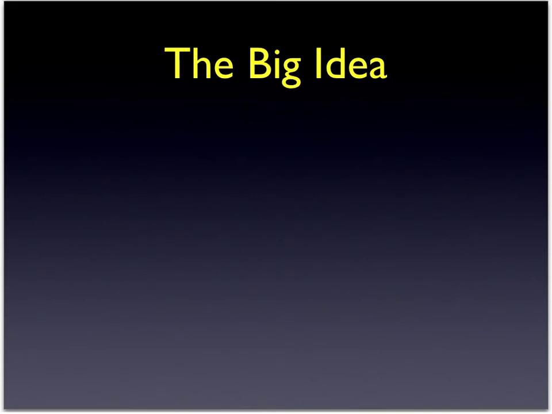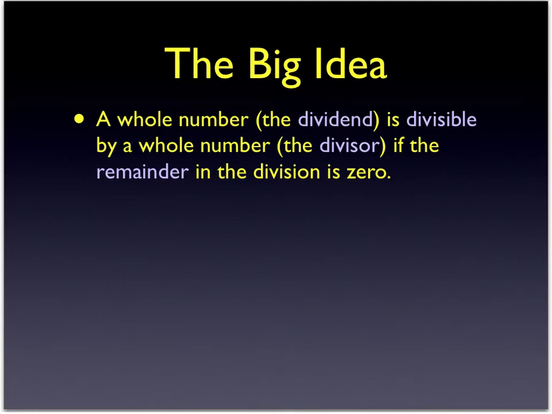So what is the big idea? And this is where you need your notebook and you need to write down the vocabulary, because this is where we get to the definition of divisibility. So there's 3 things that I want you to write down. The first one, this is the actual definition of divisibility. A whole number, which is the dividend, is divisible by another whole number, the divisor, if the remainder in the division is 0. So that's what makes divisibility. If the remainder is not 0, then it's not divisible. So that's your basic definition.